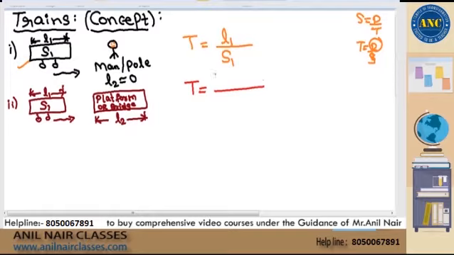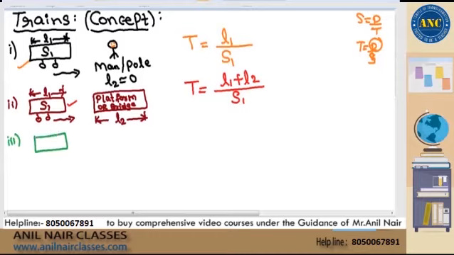So length is distance by speed. Distance is both the lengths together, L1 plus L2. Speed is nothing but only the train is moving, so it is S1, right? Only the train is moving, it is S1. Now see here, the third concept and the last, fourth concept before we move on to problems.